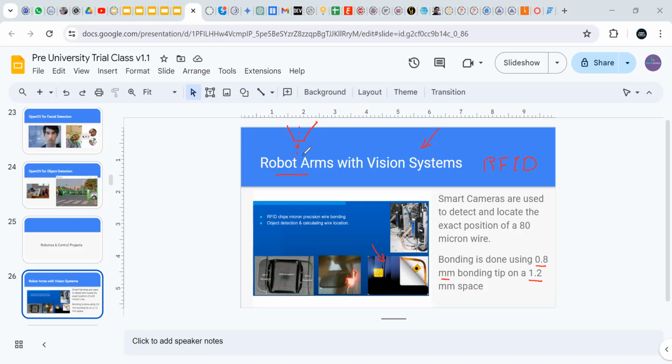So you cannot do this without a camera system. You need a camera system to look and recognize. That is part of the analysis. The camera system analyzes exactly where the location of the wire is.